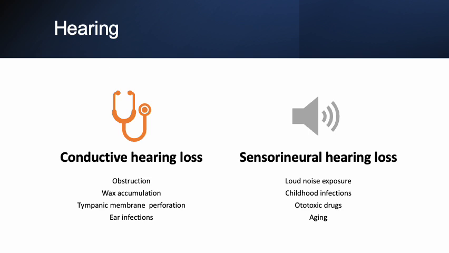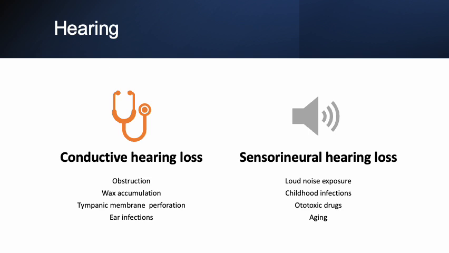Childhood infections like mumps, measles, and meningitis can also cause sensorineural hearing loss, which is one more reason why we as nurses do encourage vaccinations for children. We don't want them to lose their hearing because of a disease that is preventable by a vaccine.